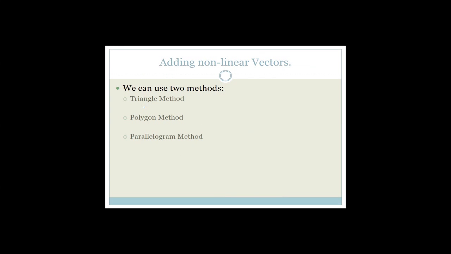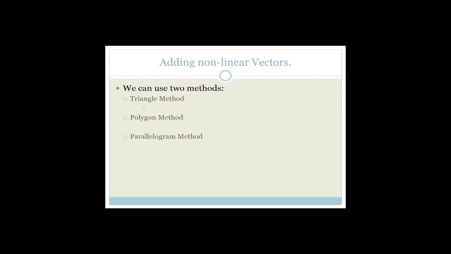Now let's talk about adding nonlinear vectors. So we've spoken about adding linear vectors. Now let's talk about adding nonlinear vectors. If we add nonlinear vectors, do you agree that we need something other than just the basic straight line that we spoke about earlier? And there are two methods. Well, we can use two methods, okay?